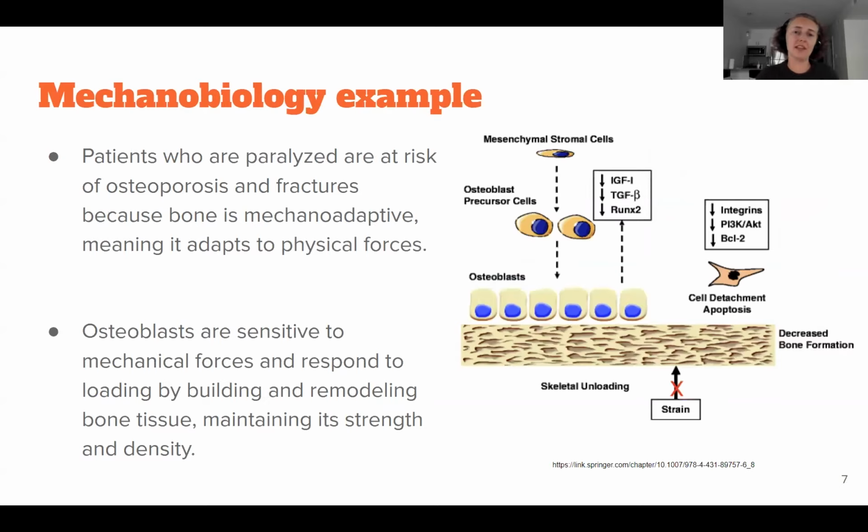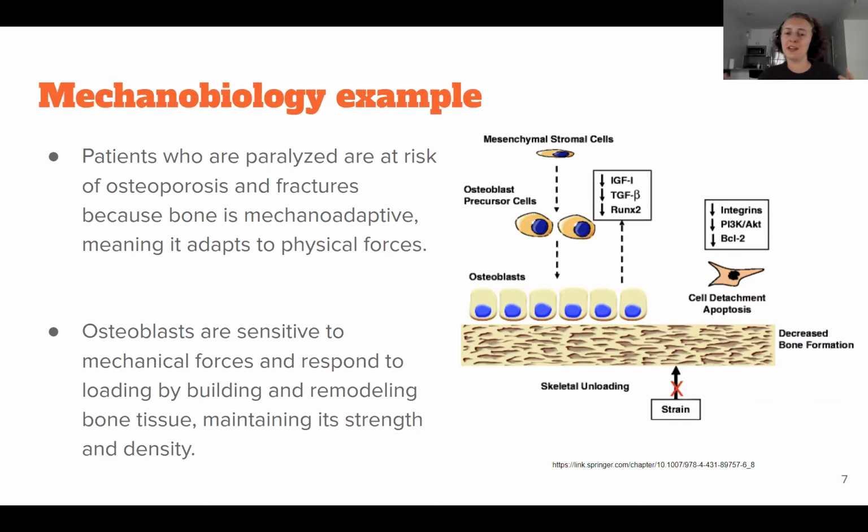Now, on the other side of things, mechanobiology, the example we're going to talk about here is patients who are paralyzed due to some sort of injury or some sort of disease. If they're paralyzed from the neck down or from the waist down, basically if they're not walking anymore, they're at a very high risk of osteoporosis. And as a result of that osteoporosis, they're at a very high risk of fractures in those bones. And the reason for that is because bone is mechanoadaptive, which is exactly what it sounds like. It adapts to mechanical forces.